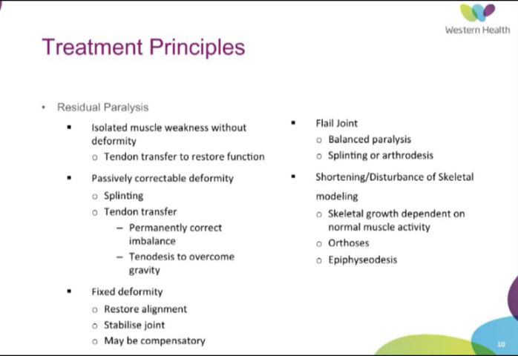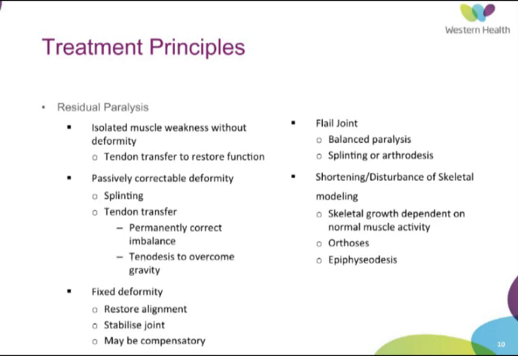The other consideration is that the vast majority of patients affected by acute polio are those less than 5, and so it has lasting effects on the growing skeleton, because you lose that normal muscle tone and activity, which obviously provides feedback for a growing bone. These are typically treated with orthoses or epiphyseodeses in terms of leg length discrepancies.